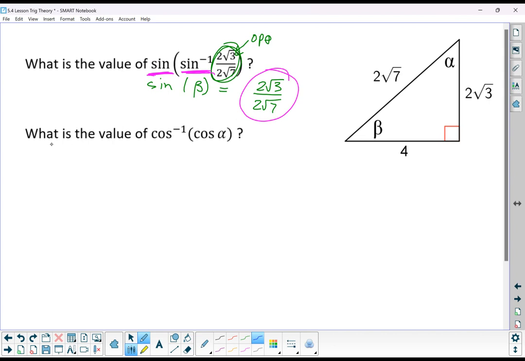Our last question here, what is the value of the inverse cosine of the cosine of alpha? Well, the inverse cosine undoes the cosine. Those are inverse operations. So my answer to this would just be alpha.